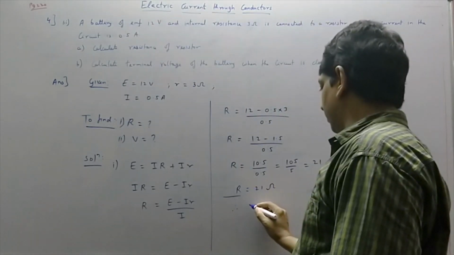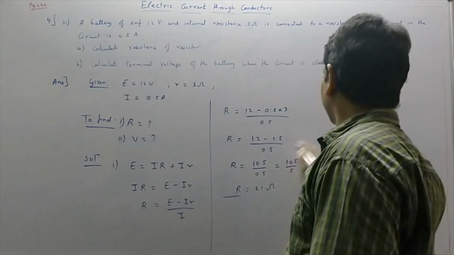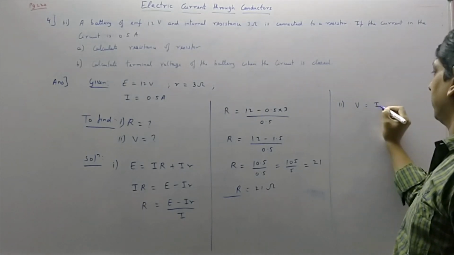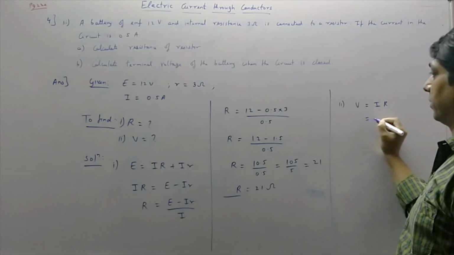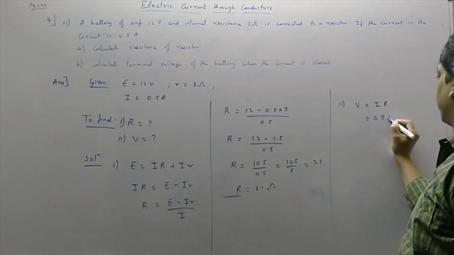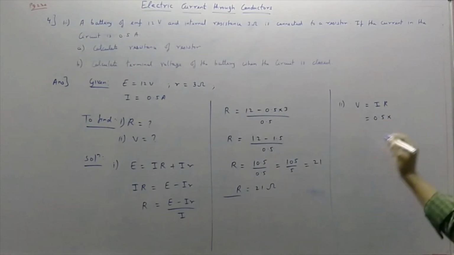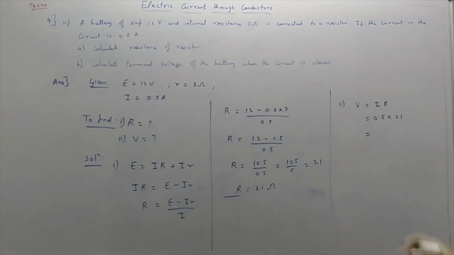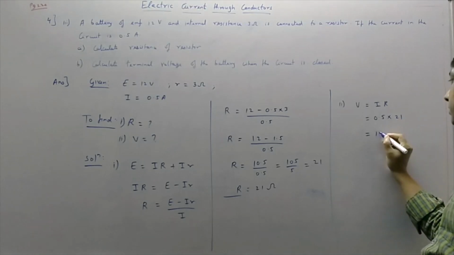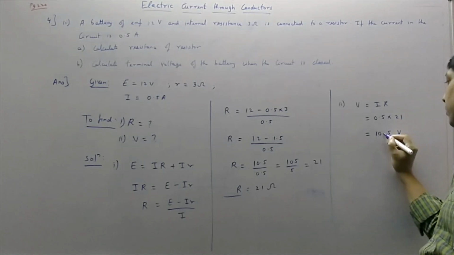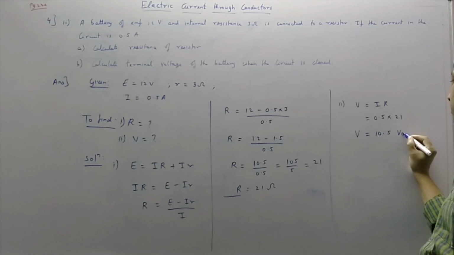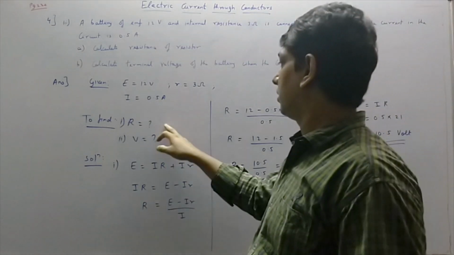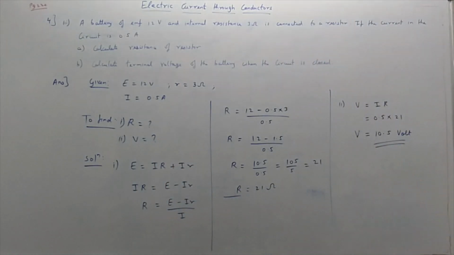And then the second thing is we are finding the potential drop across that resistance, which is given by V is IR. Current flowing is 0.5 ampere, and the resistance we got is 21. So the answer we will get here is 21 by 2, that is 10.5 volts. So the potential drop across this resistor R is 10.5 volts.